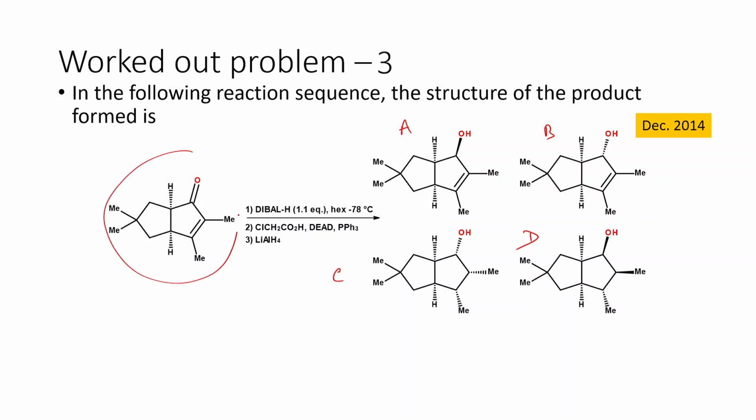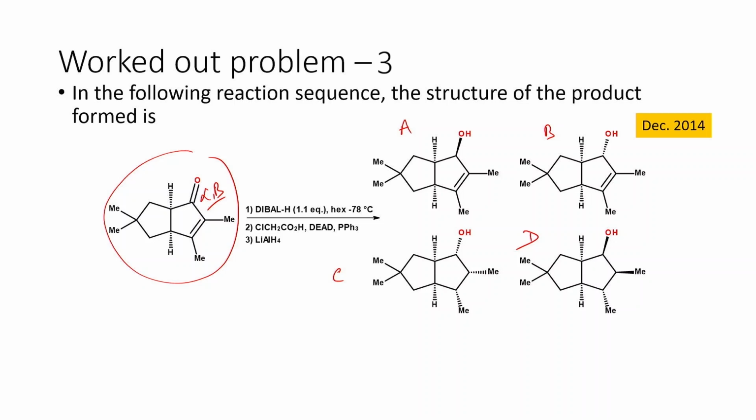So we have a bicyclic system. This is an alpha beta unsaturated carbonyl system. If you look very carefully, most of the reactions, people prefer the alpha beta unsaturated system for various reactions, either for conjugate addition reactions or for reduction reactions, or selective reduction of the carbonyl, or selective reduction of the double bond.